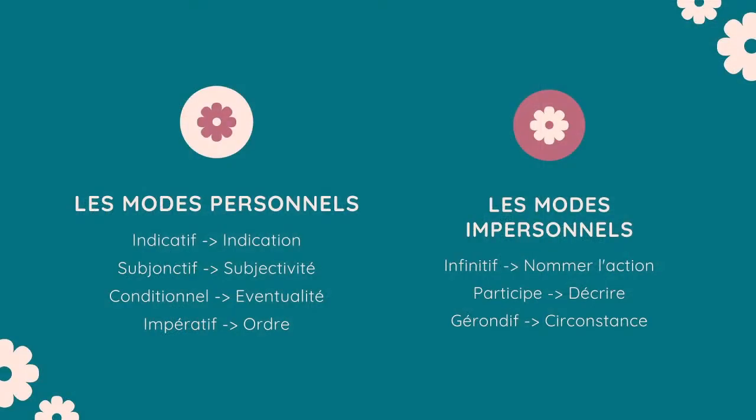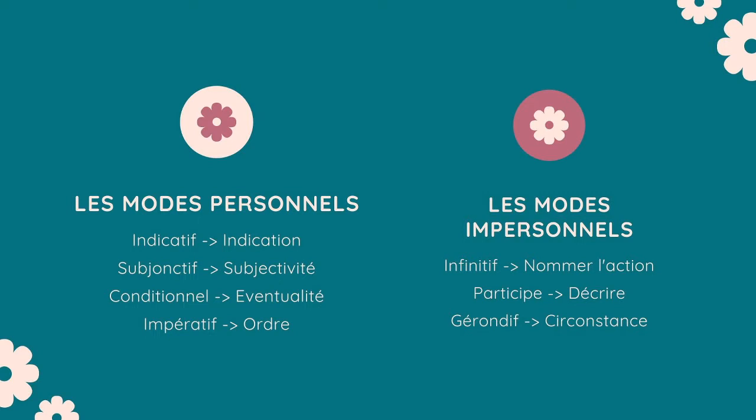So first, what are those moods? Why do we use moods? Well, we separate the tenses into different moods to express different things. If I want to give an indication, I'm using the indicative. If I want to say something which is personal, so subjective, I'm going to use the subjunctive. If it's something that might happen, I'm going to use the conditional. And if I want to give an order, I'm going to use the imperative mood.